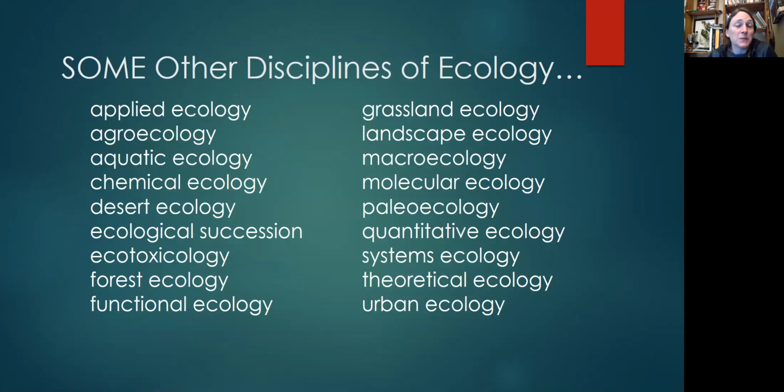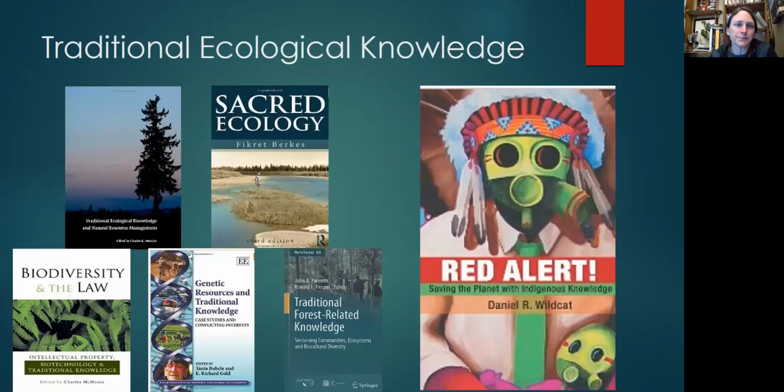There are lots of more specific disciplines of ecology. So things like agroecology, chemical ecology, desert ecology, ecotoxicology, macroecology, paleoecology, systems ecology, theoretical ecology, urban ecology. There's lots of different disciplines and things that you might specialize in as an ecologist. Forensic ecology. There's economic ecology. There's all kinds of things out there that you can focus on. So lots of possibilities for careers and graduate work.